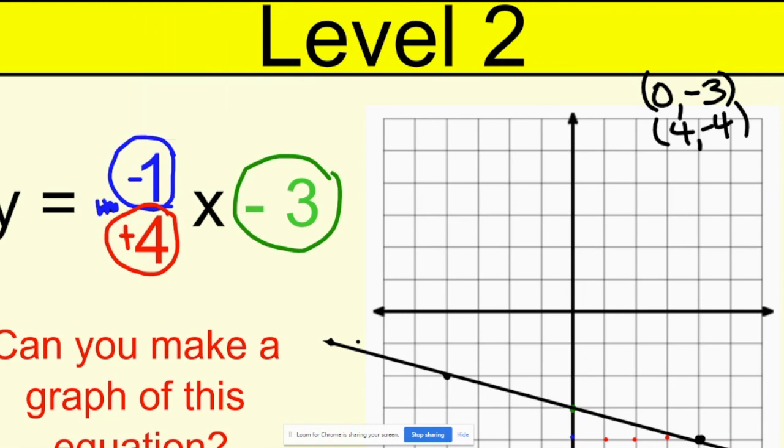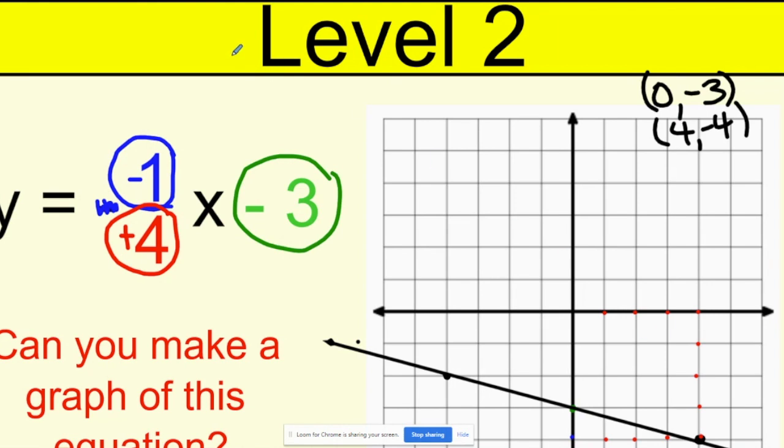Okay, so here we go. 0, down 1, 2, 3. So there's 0, negative 3. Now let's do 4, negative 4. 1, 2, 3, 4, and then negative 4. 1, 2, 3, 4. And that one is on the graph. So we did a good job.